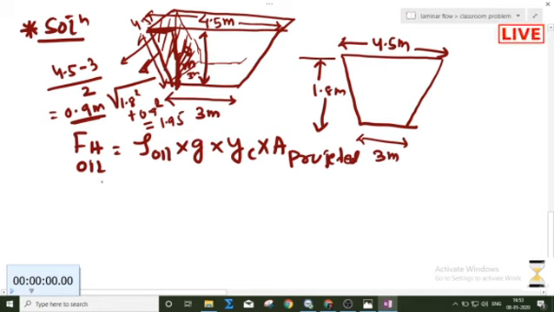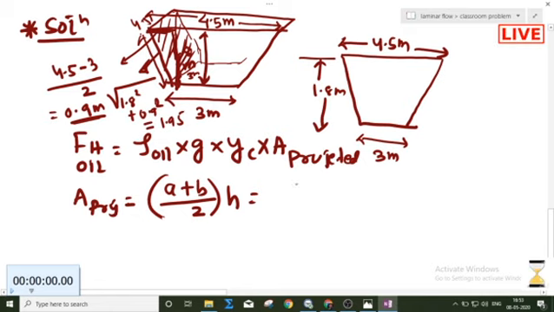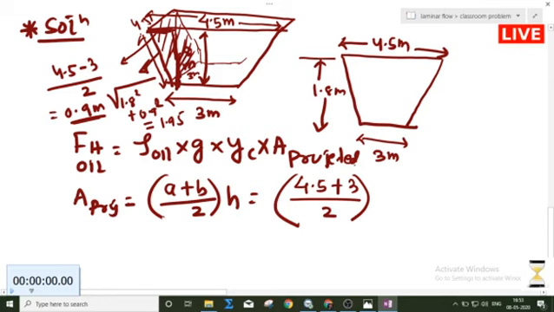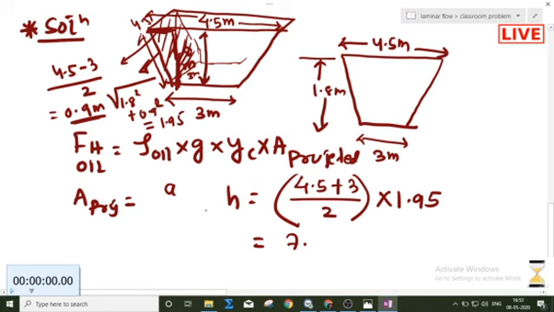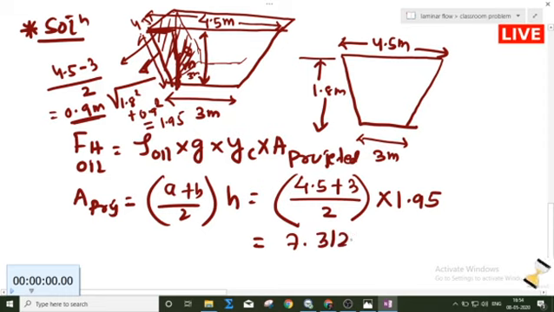Now, what is the projected area? For a trapezoid, it is (a plus b) by 2 into h. What is a? This is 4.5 plus 3, divided by 2. And here h will be this inclined distance, which is 1.95. What projected area do we get? (a plus b) by 2 into h gives 7.3125 meter square.